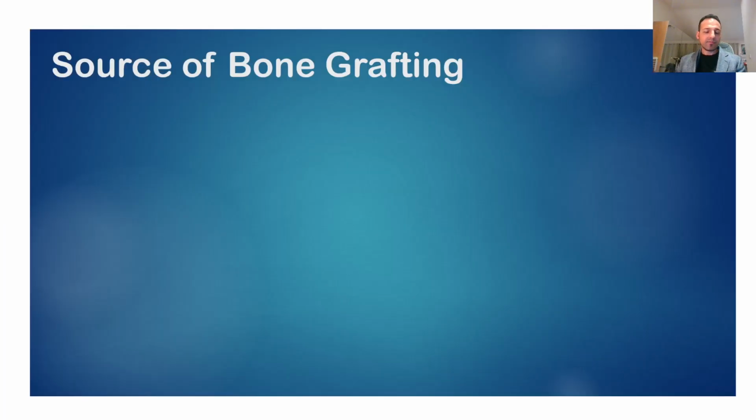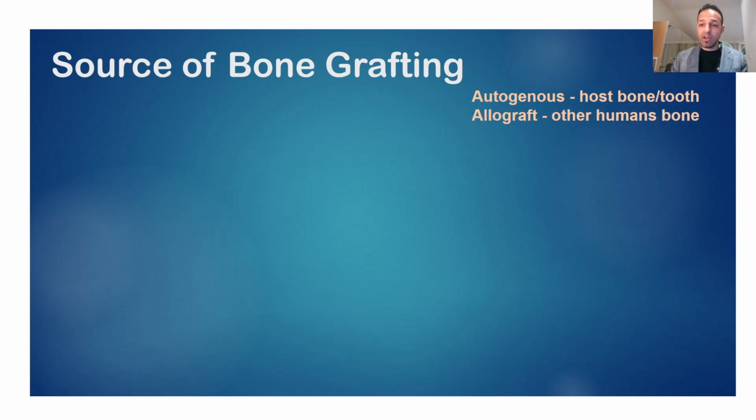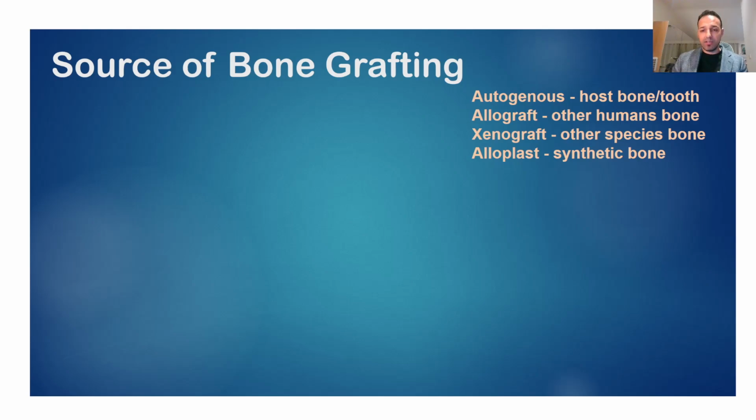So sources of bone grafting, where can we get bone graft from? We can take autogenous bone, which is from the host, and it actually can be from the bone or from the host's own tooth. We'll show you that in a second. We can use allograft, which is other humans' bone. We can use xenograft. This is other species bone, usually animals, but there are other types. And we can use alloplast, which is synthetic bone. So let's talk about autogenous bone first.